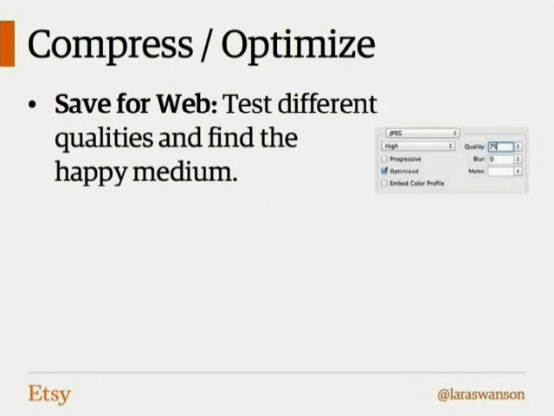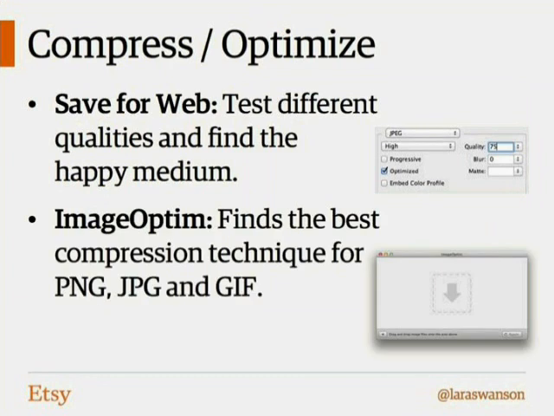After you've exported the image, run it through a tool like ImageOptim, which finds the best compression technique for a variety of file types. There's also Smushit, which is an online lossless image optimizer. I found ImageOptim saves me a ton of additional file size, sometimes upwards of a 30% improvement on PNGs and JPEGs.